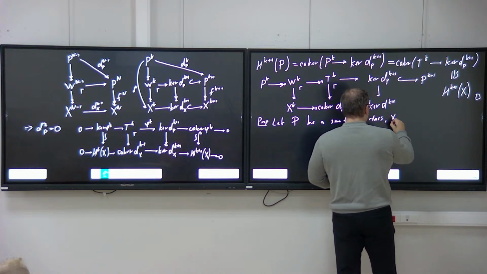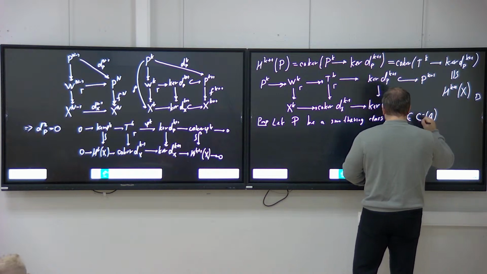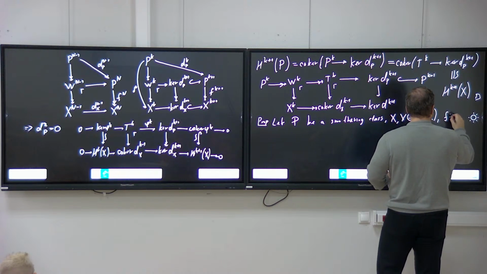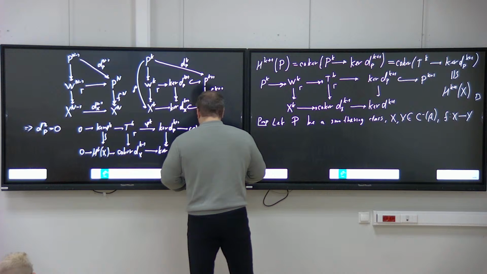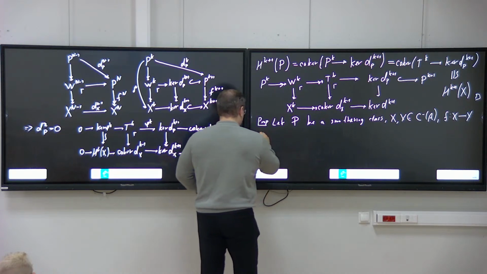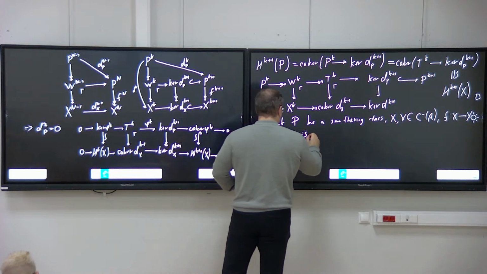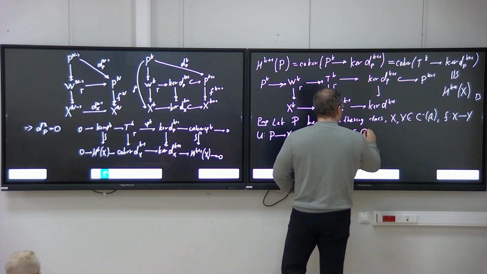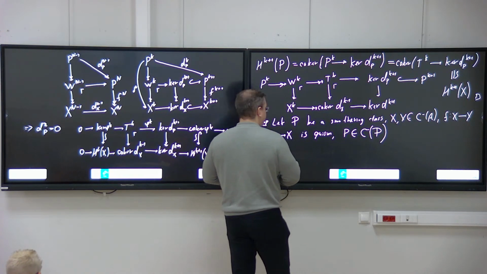I assume that I have two objects, X and Y, in the C minus of A. I assume that I have a map F between these two objects, so a map of complexes. And I also have a quasi-isomorphism U from P to X, and the object P is in the C minus of this modeling class. So I kind of have this resolution.